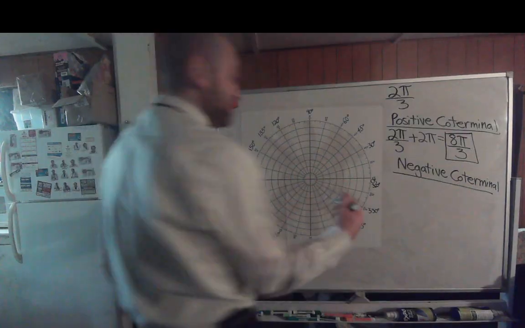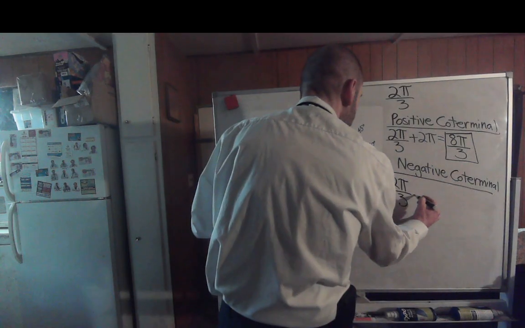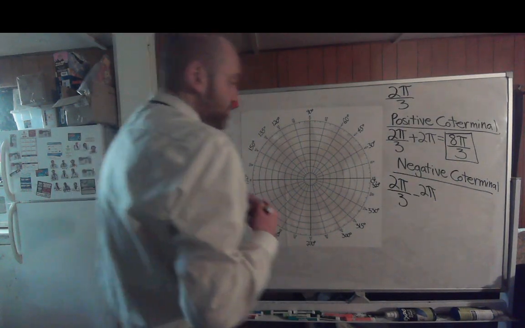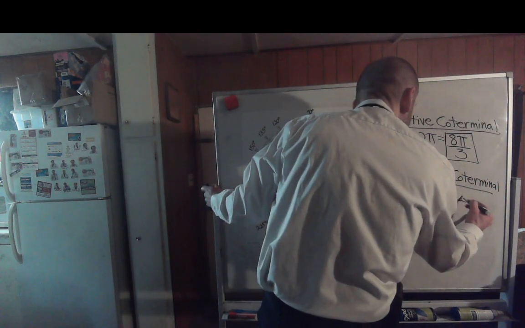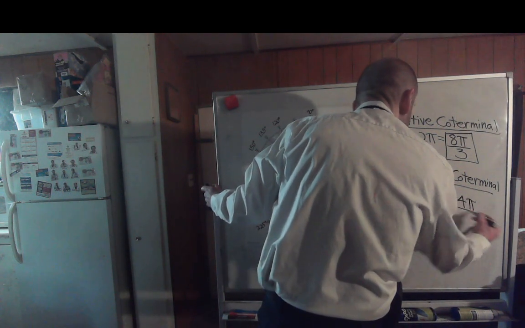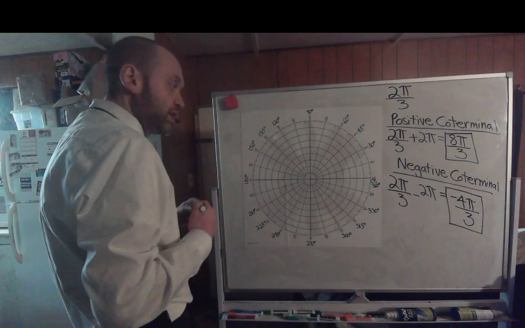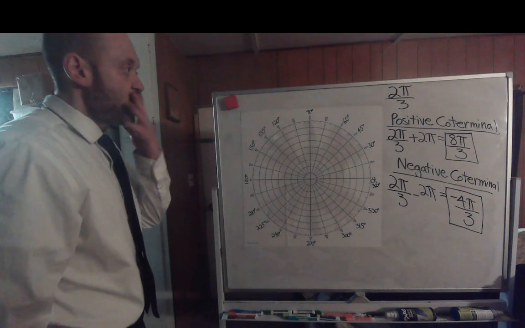Now, to find a negative coterminal angle, take that same 2 pi over 3 and subtract 2 pi. Alright, well, 2 pi is 6 pi over 3, so 2 pi over 3 minus 6 pi over 3 equals negative 4 pi over 3. So negative 4 pi over 3 is very much another possible answer for a negative coterminal angle.